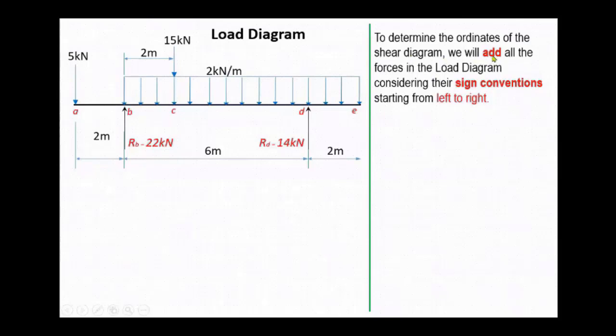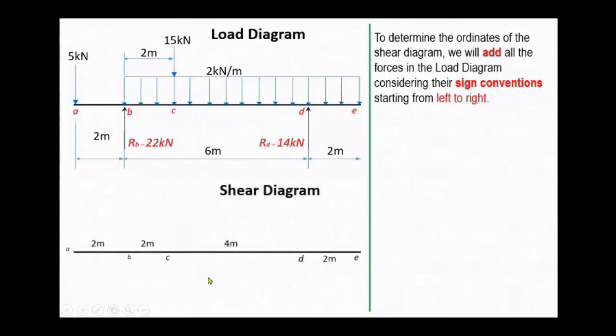To determine the ordinates of the shear diagram, we will add all the forces in the load diagram, considering their sign conventions, starting from left to right, so from A to E. The sign conventions are just like what we did earlier: positive going up, then negative going down. So we will add all the forces from A to E.